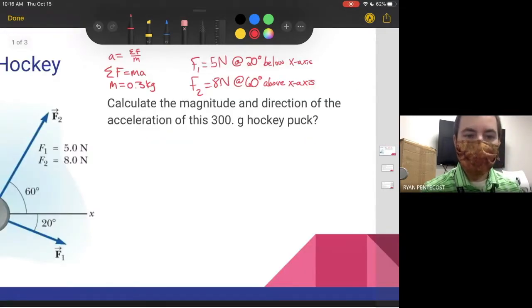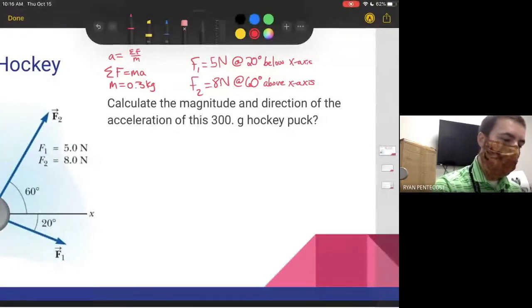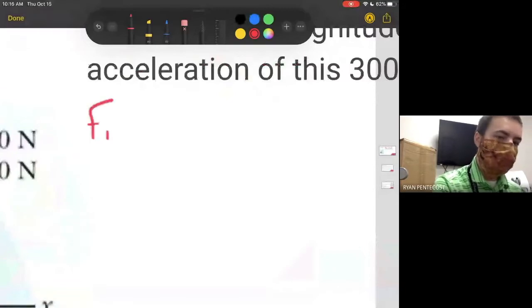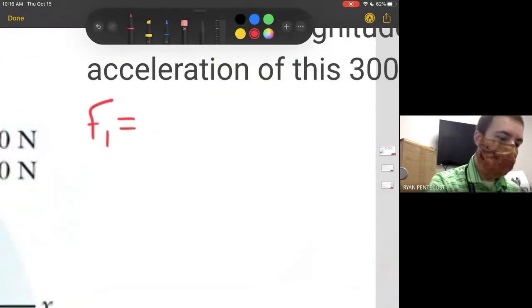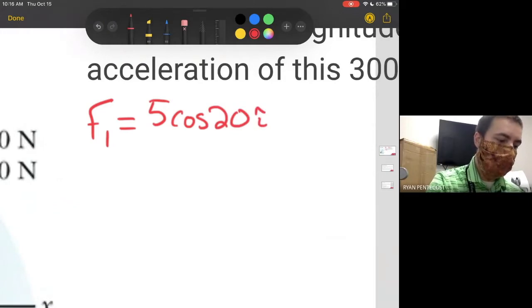One way we can do this, you can split it into the x and y summation of forces, but that would give you two different accelerations, acceleration in the x and acceleration in the y. We don't really want that. What we can do to get the overall acceleration real quick is split this into vector components. So let's do that. If F1 is 5 newtons at 20 degrees below the x-axis, the i component would be 5 cosine 20 i hat.